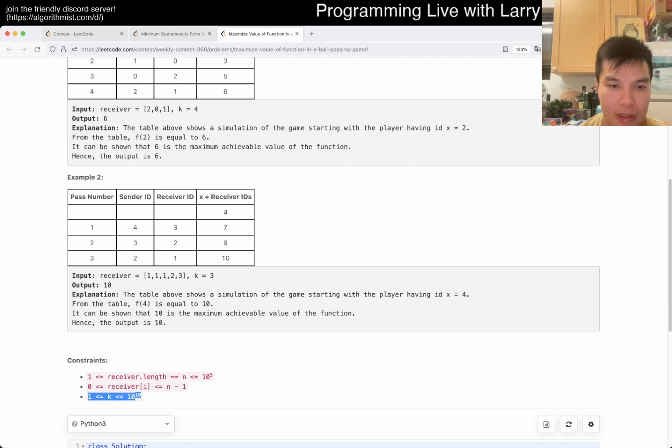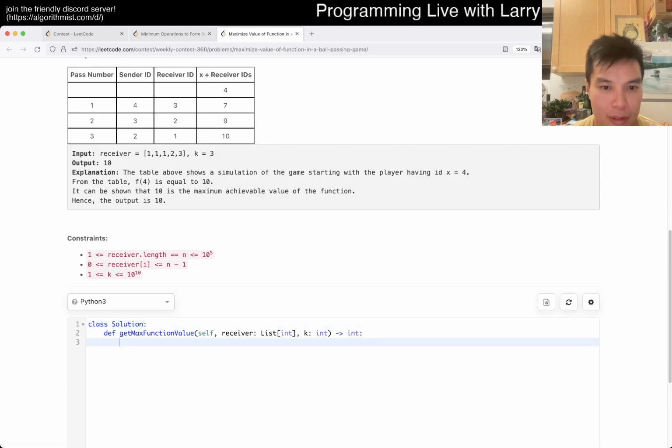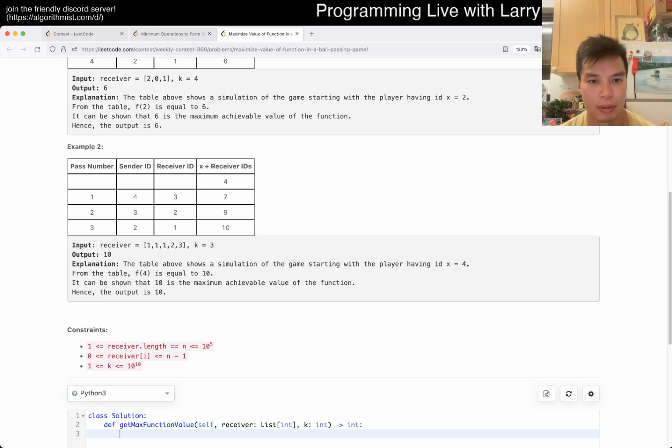Yeah. K is 10 to the 10, so it's not that bad, but. How do I write it? It was so good. Will there always be a cycle? There will always be a cycle. Okay.